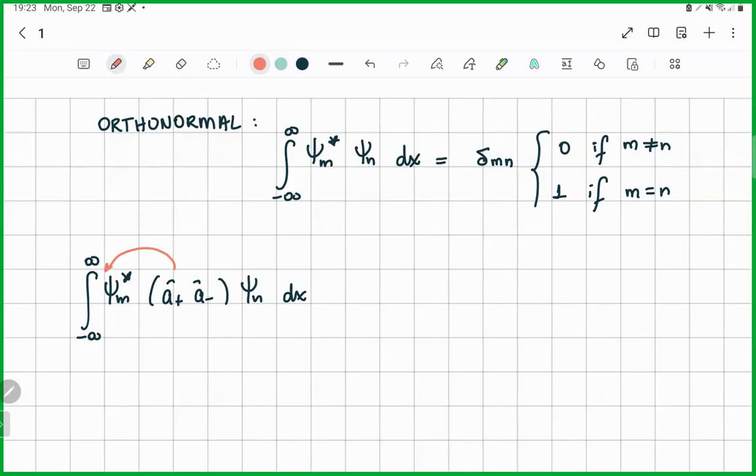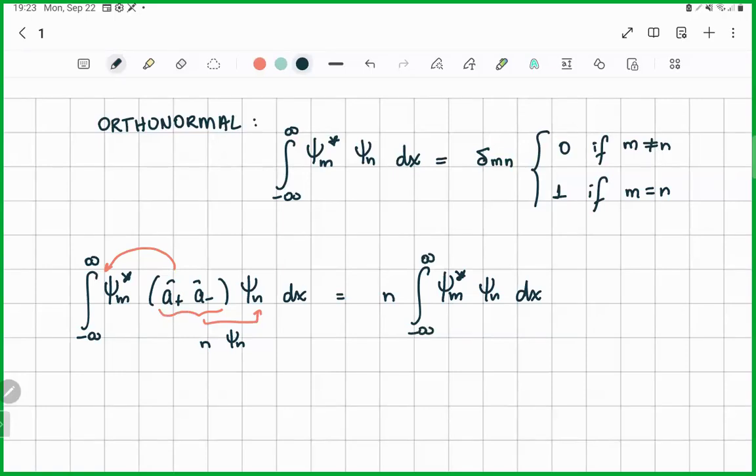Very good. We also learned that a plus a minus act on psi n. You can see in the previous videos that a plus a minus on psi n gives us n psi n. And so this was shown in the previous video. So let me just rewrite this. We have n, and it's a constant, so I can put it outside the integral. And here what survives is the psi m psi n dx. Okay, so this is one thing.